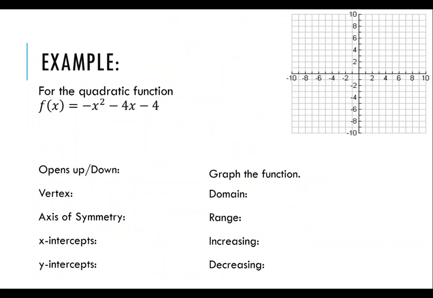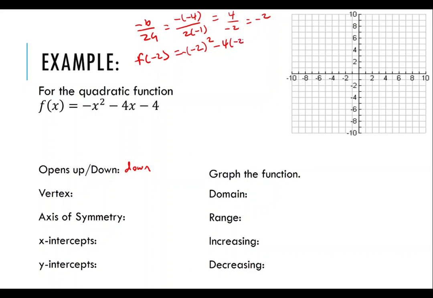We have the quadratic function f of x is equal to -x squared minus 4x minus 4. This opens down because we see that the leading coefficient is negative. Then the x-coordinate of the vertex is -b over 2a, or -(-4) divided by 2 times -1. That's going to be 4 divided by -2, which is -2. Then f of -2 will give us the y-coordinate of the vertex. That is -(-2) squared minus 4 times -2 minus 4, or -4 plus 8 minus 4, well, that's 0. And so our vertex is going to be (-2, 0).